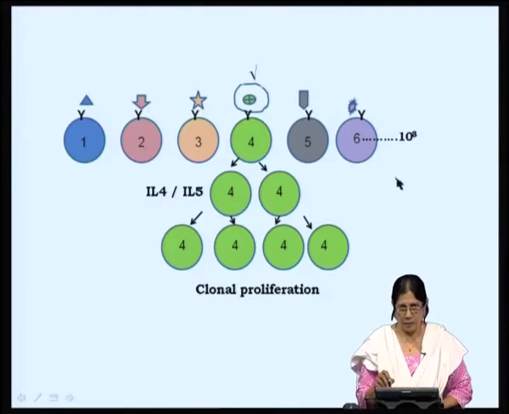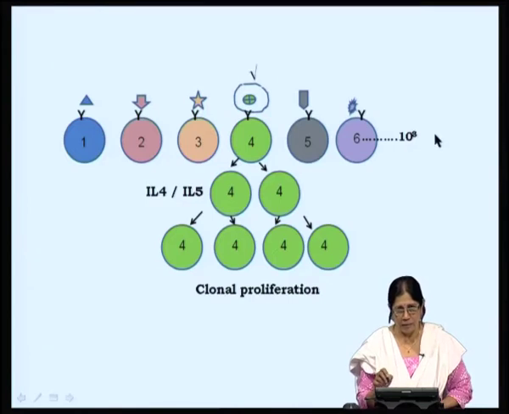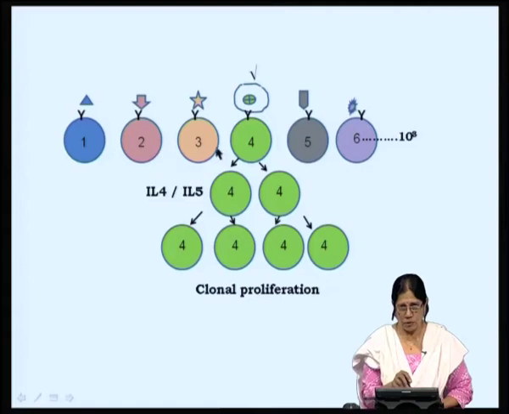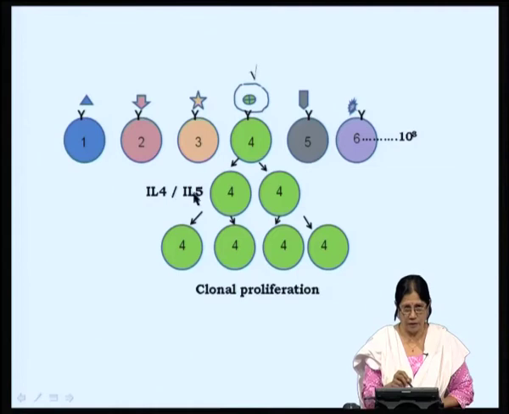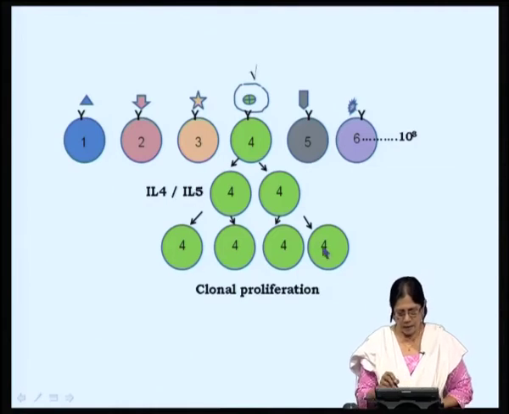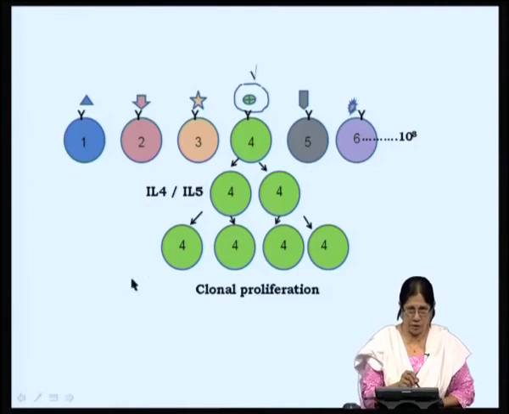We are capable of mounting an immune response which would make antibodies of at least 100 million different specificities. Now, this cartoon shows different B cells, and the recognition of a specific antigen by clone number 4 would lead to activation of this cell, proliferation in the presence of interleukin 4 and 5 secreted by T cells, and then ultimately differentiation to plasma cells.